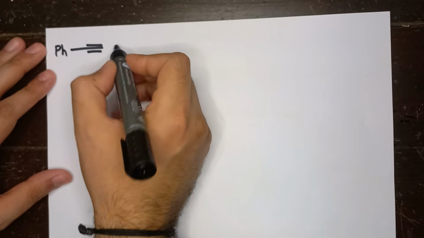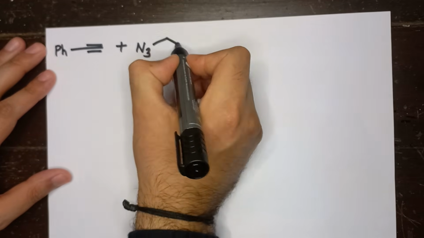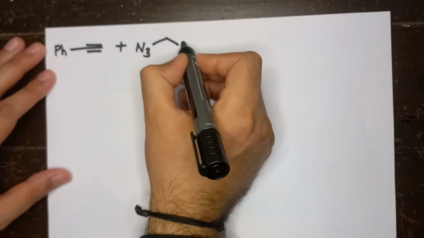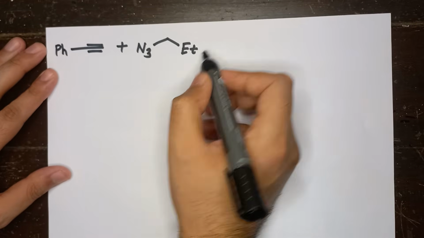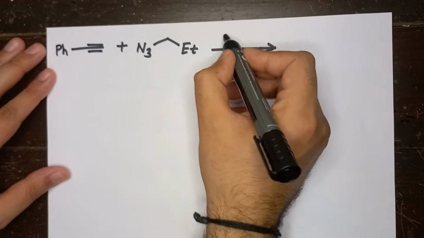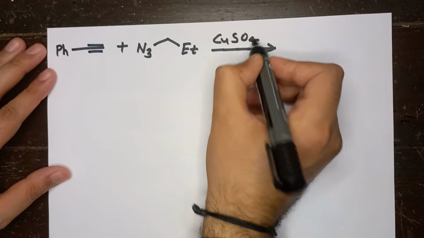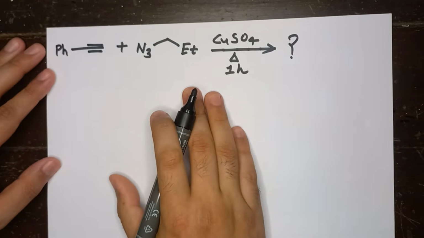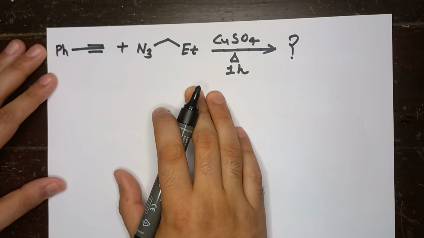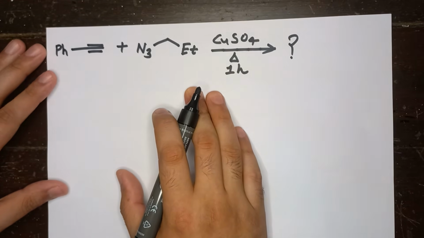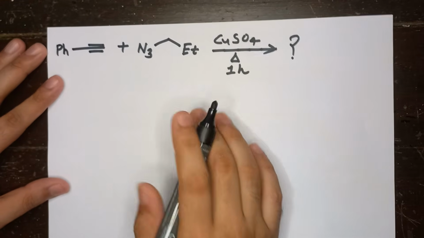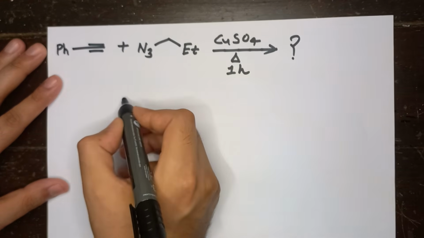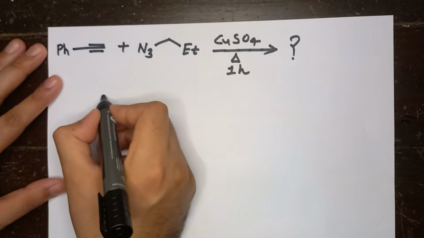Okay, here is another question. So this is a terminal alkyne. This is my azide. I'm reacting this in the presence of copper sulfate and heating this reaction for 1 hour. So what is the product? Feel free to pause the video, try the mechanism and find the product. So this is pretty straightforward. This N3 part of this azide is a linear one. Let me go ahead and draw my linear azide.